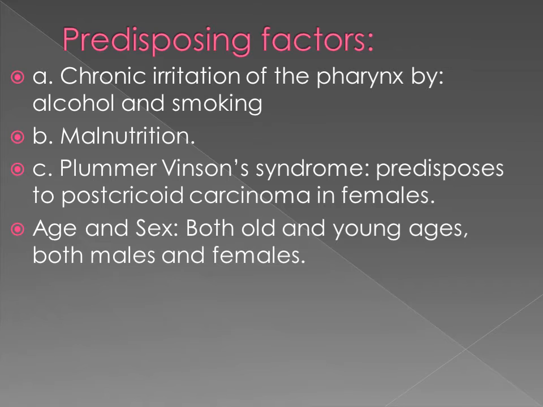The predisposing factors are chronic irritation by alcohol and smoking, which are common irritants to the pharynx and larynx, and malnutrition. It is common in females, who develop postcricoid carcinoma. There is the Plummer-Vinson syndrome, a common risk factor to be considered in a female with dysphagia, as the postcricoid area might develop into this hypopharyngeal malignancy. As for age and sex, both old and young ages, and both males and females might be affected.